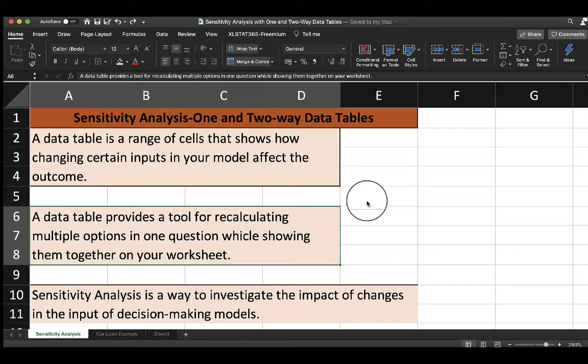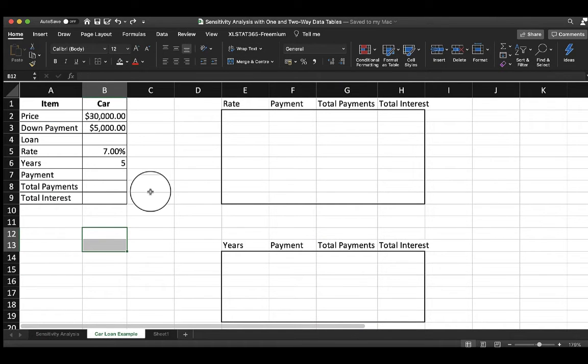So, sensitivity analysis is a way to investigate the impact of changes in the input of decision making models. Now, I'll show you with the help of the car loan example. Using this example, you will explore the impact on the results of changing some of the inputs in the model. The inputs given here are the price, the number of years of the loan, the interest rate, and so on. The results that I'll get in the output are the payment, the total payments, and the total interest.